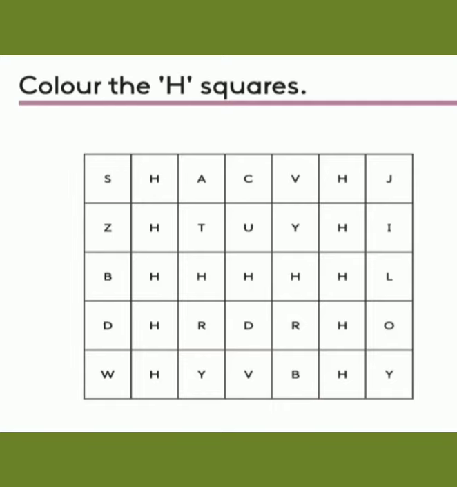So here, children, in this rectangle, they have given out so many letters. I can see A, V, C, H, and so many letters are there. What you have to do is you have to color the H letters squares. You have to identify the H letters. Capital H letters, only the capital H. Within these boxes, and you're going to color it using a color pencil. You can use any colors. Red, yellow, blue. Whatever the colors, you have to identify only the letter H.